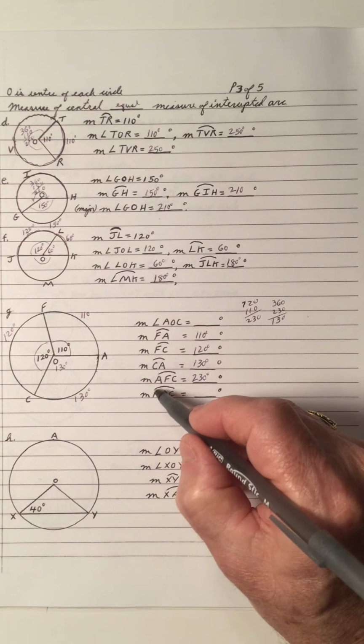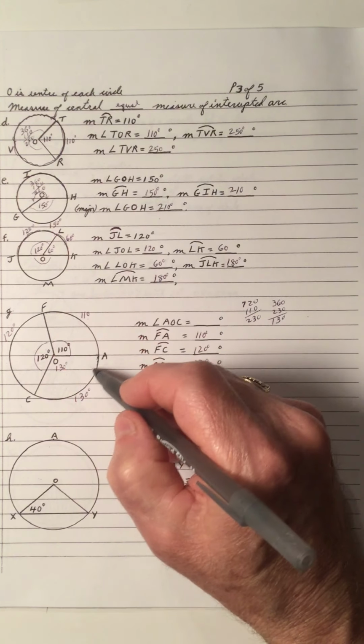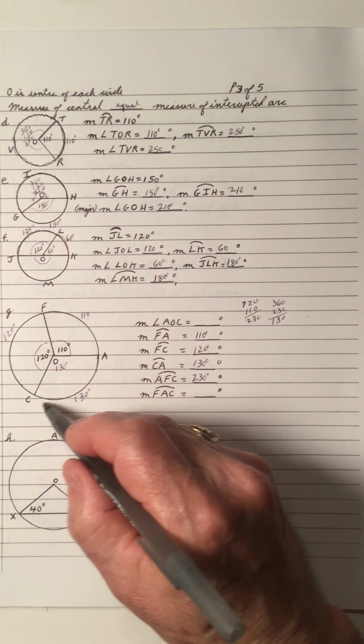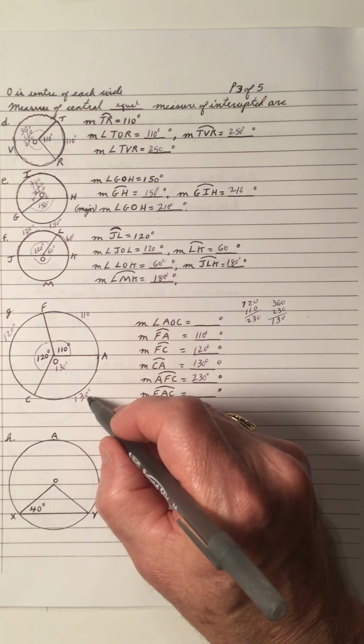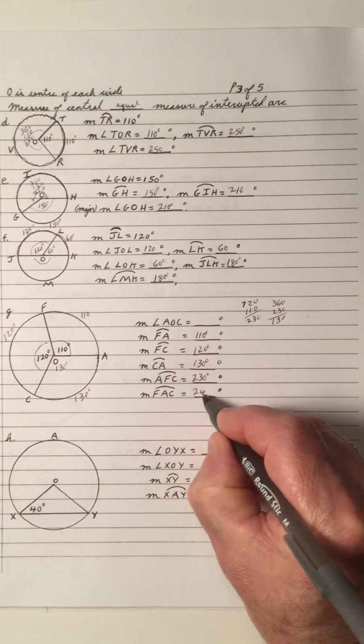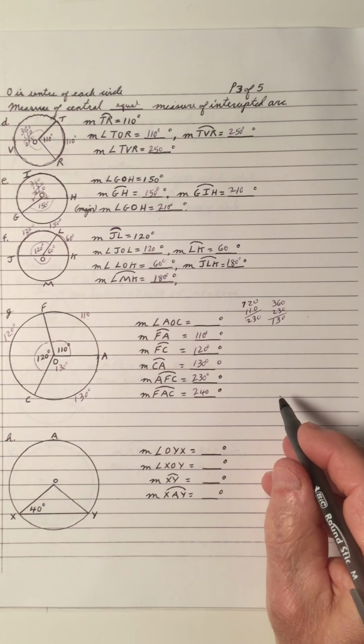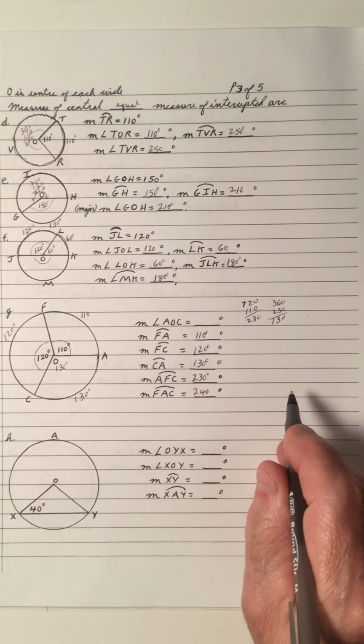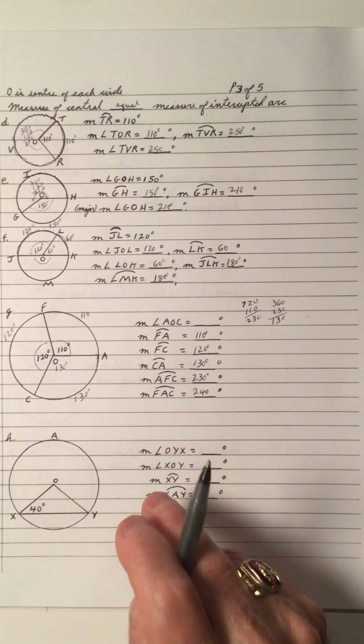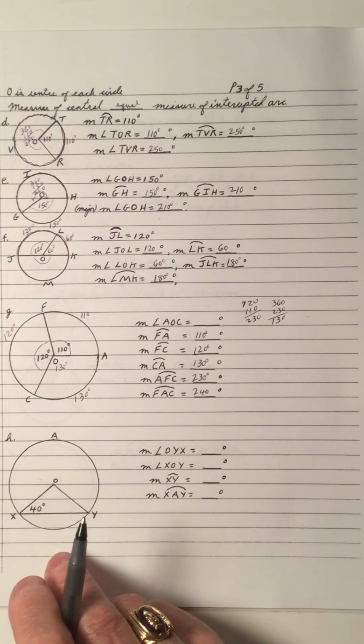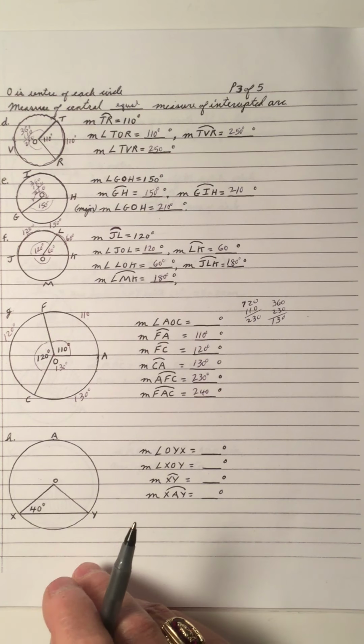And what about the arc FAC? FAC is these two arcs joined together, 110 plus 130 is 240. So again, just different angles. And remember, the central angle and the arc that it cuts off have the same measure.